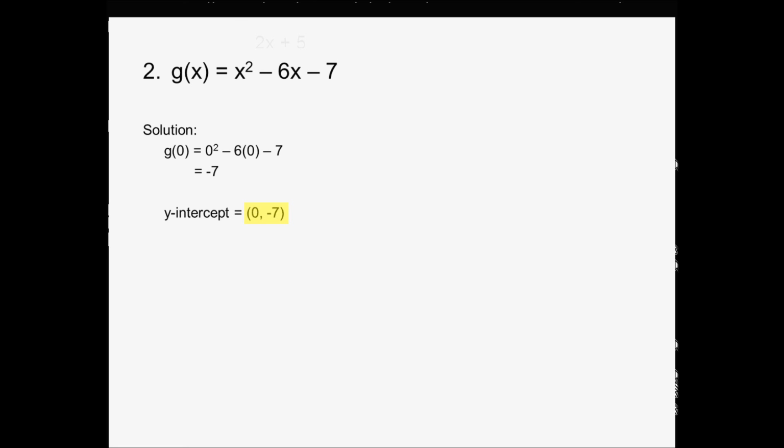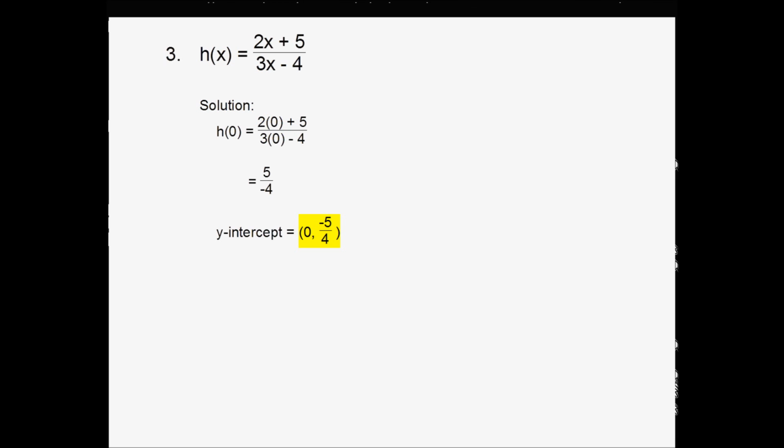Okay, number 3 was that fraction one. So number 3, h of x is 2x plus 5 over 3x minus 4. Okay, evaluate at x equals 0. So h of 0. 2 times 0 plus 5 over 3 times 0 minus 4. So I get 5 over negative 4. Okay, with the minus sign, it doesn't matter if you leave it in the denominator, put it in front of the fraction, put it in the numerator, your choice. As an ordered pair, 0, comma, negative 5/4.